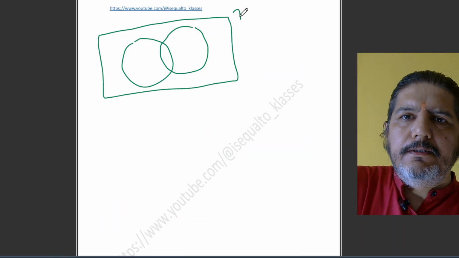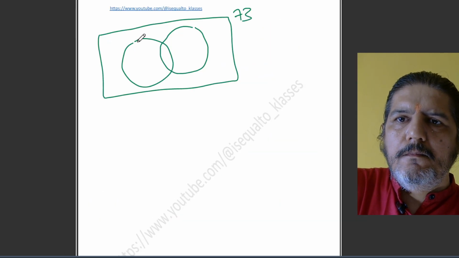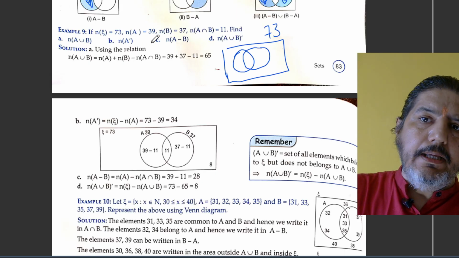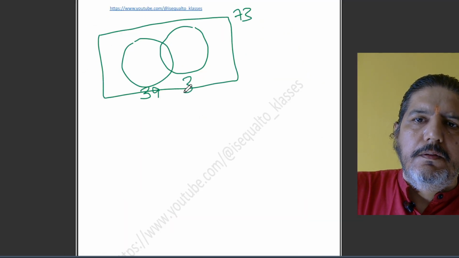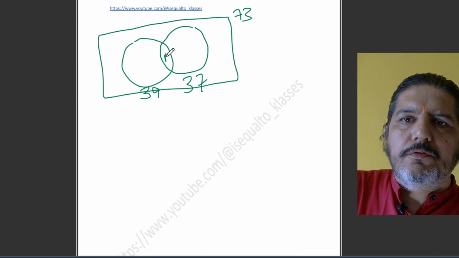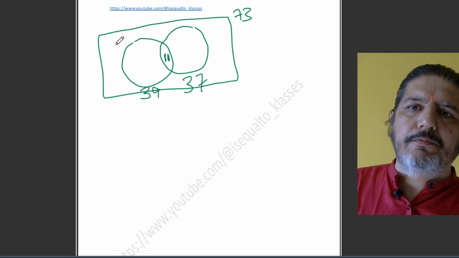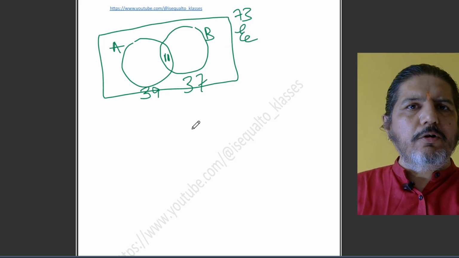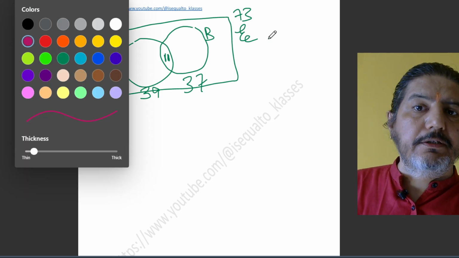So universal is 73. A is 39. This is 39. B, sorry, B is 37. And A intersection B is 11. Now see, 11 are the common elements in A and B. So you will have to write the name of A, B, universal set. Now 11 are common between A and B. If you have any doubt, please ask me in the comments.